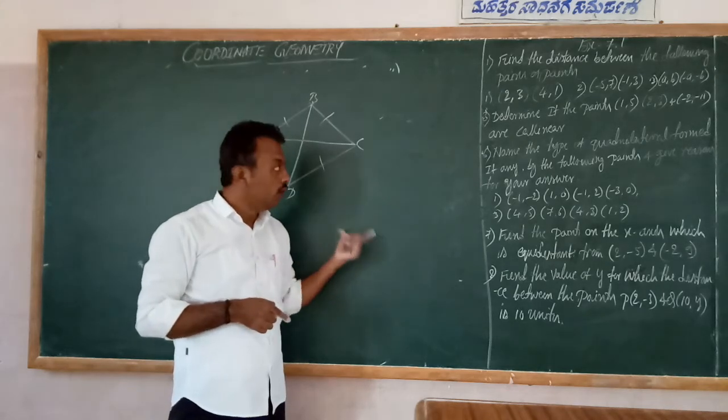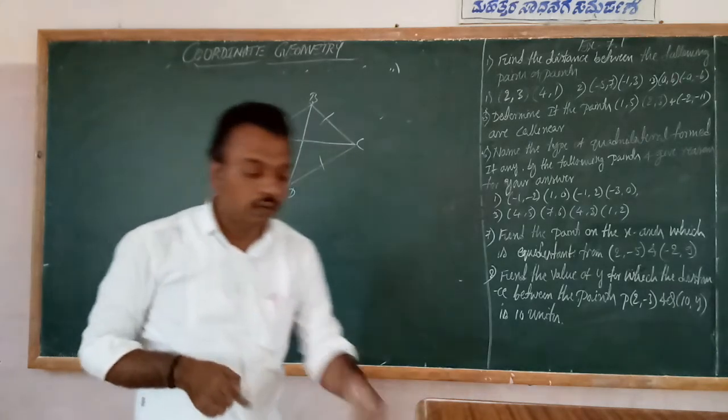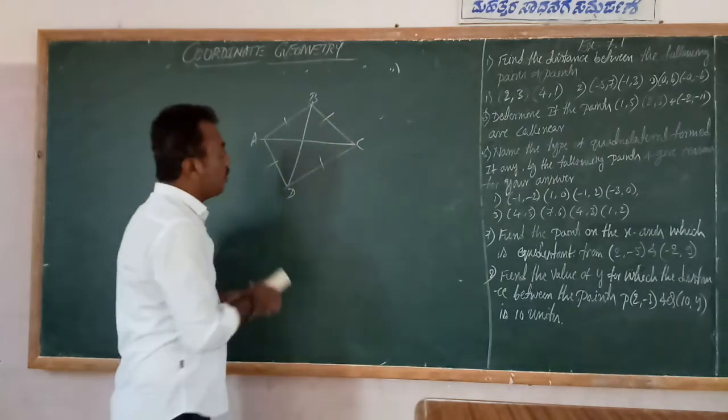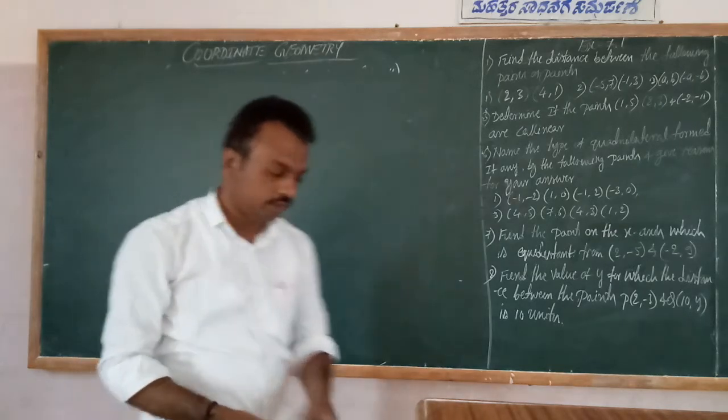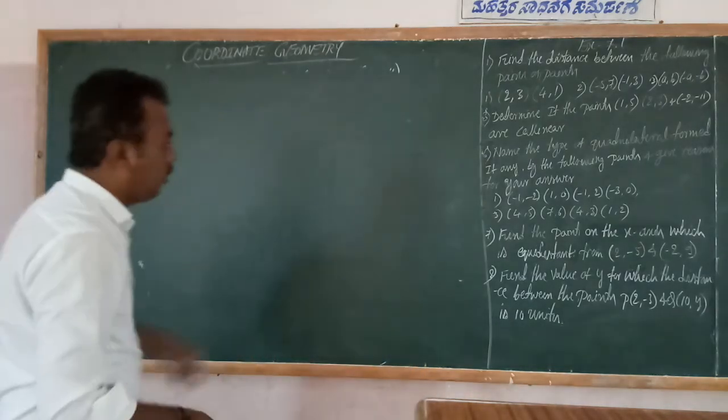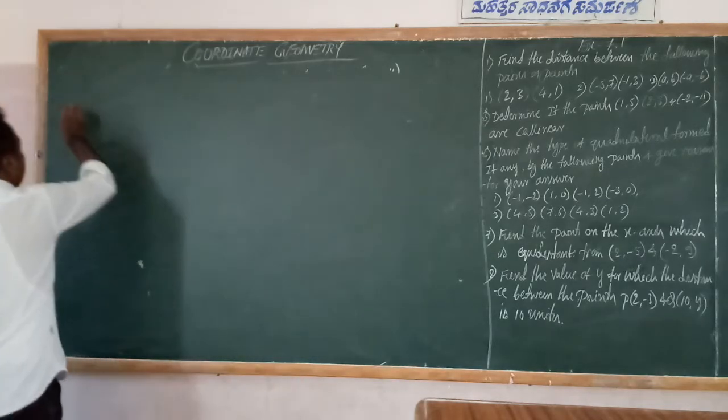So we have to use this distance formula. We have to find which of the given quadrilaterals these points form. Yes, I will show one question; the remaining two questions you have to solve at home.